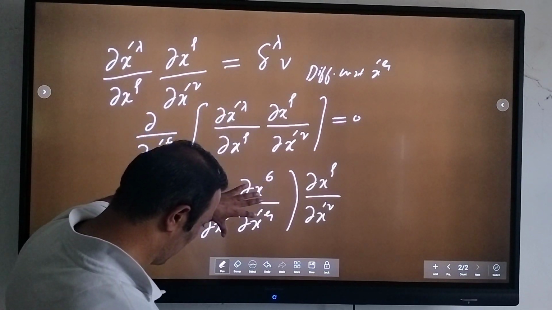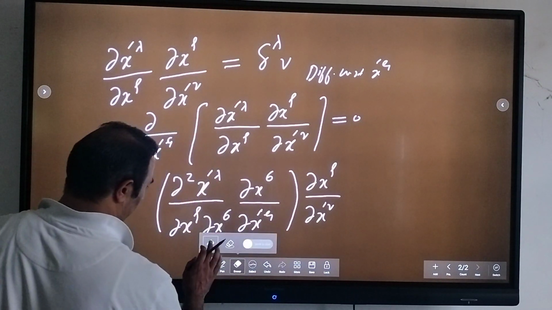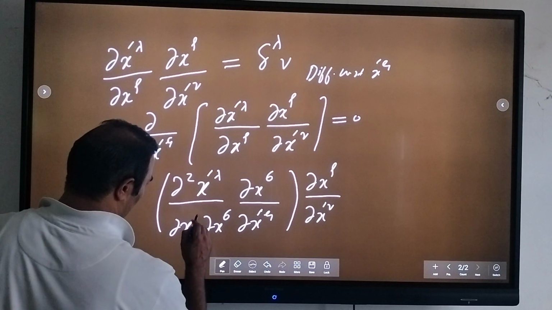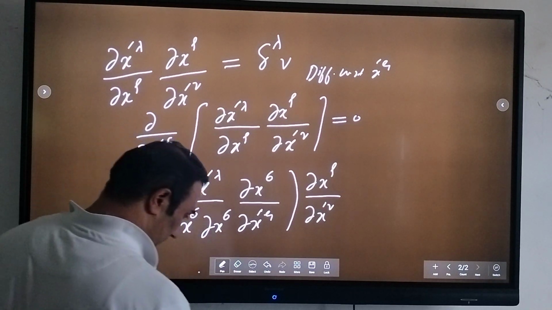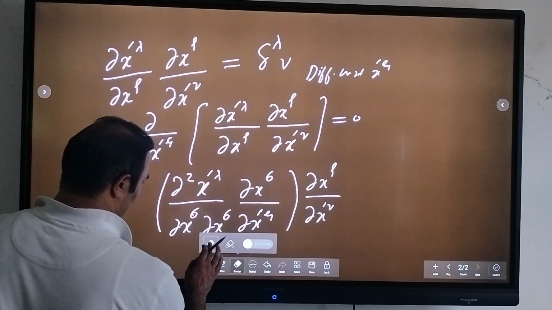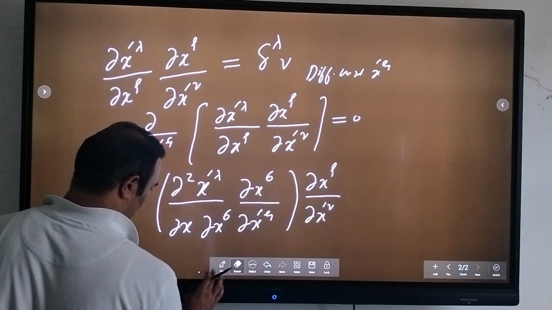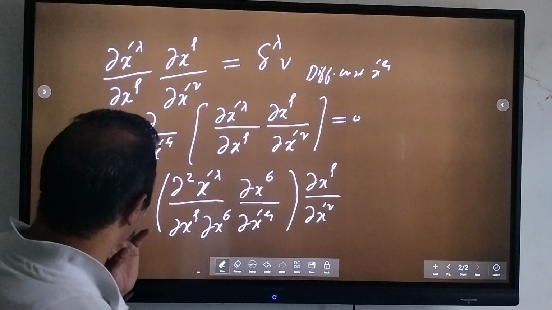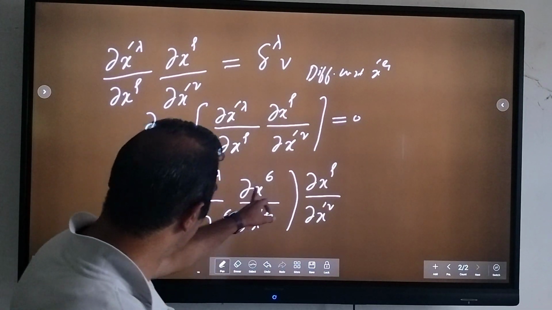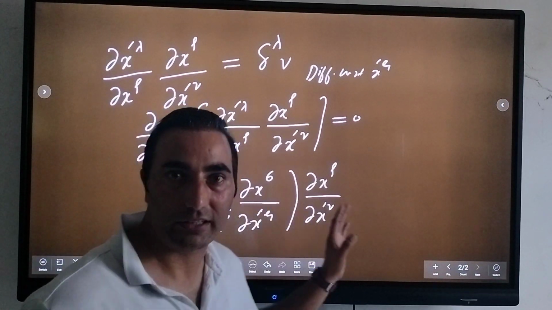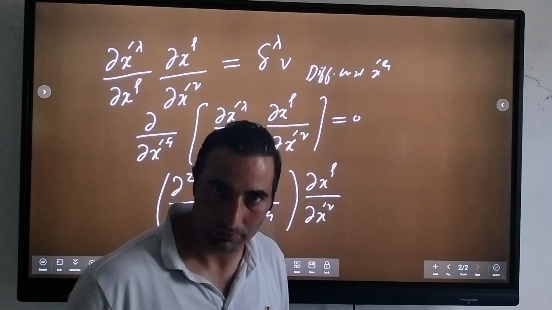Sorry, there is a little bit of modification here. So we can write here, okay, so this is clear. Because rho is here, so this sigma will cancel. So you'll get the same term, and you differentiate it with respect to x prime mu, right?